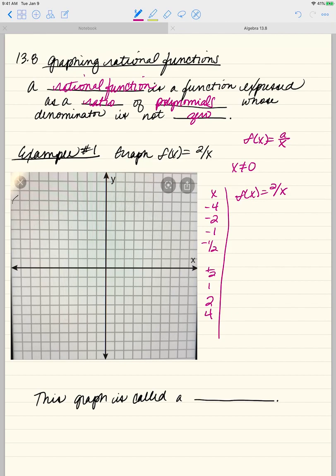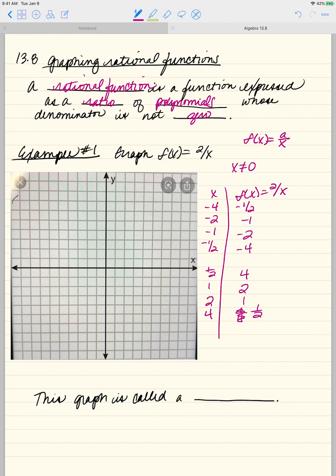So when x is -4, 2 over -4 is -1/2. 2 over -2 is -1. 2 over -1 is -2. 2 over -1/2 is -4. 2 over 1/2 is 4. 2 over 1 is 2. 2 over 2 is 1. 2 over 4 is 1/2. Okay, now we're going to come over here and graph.